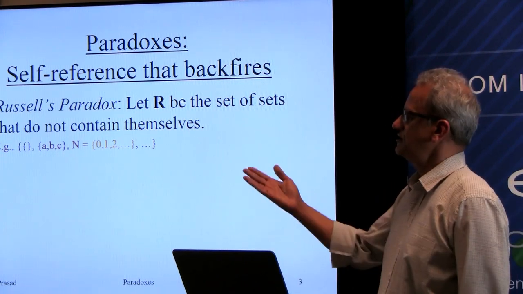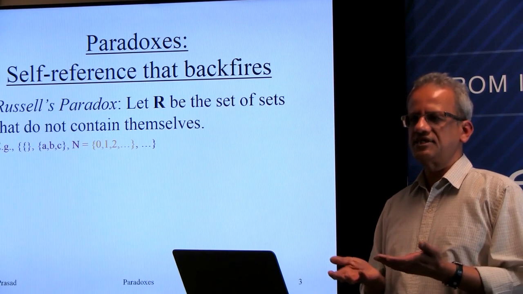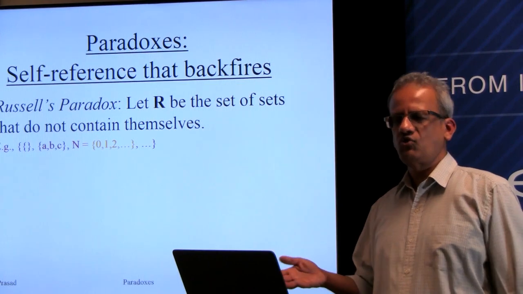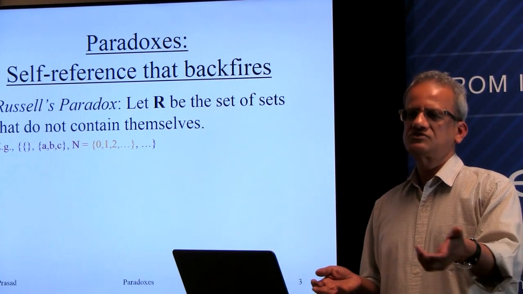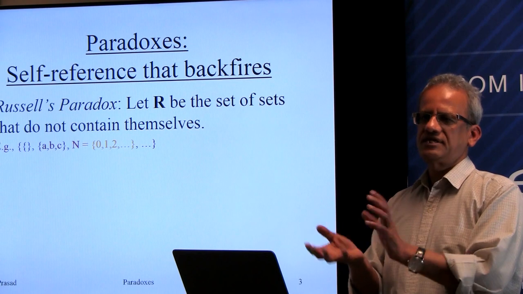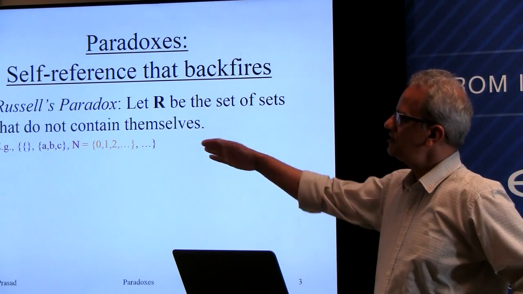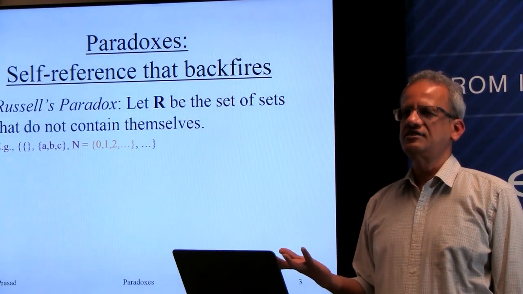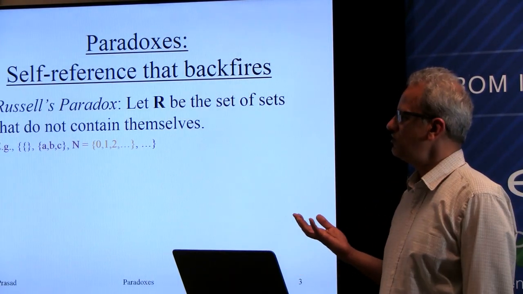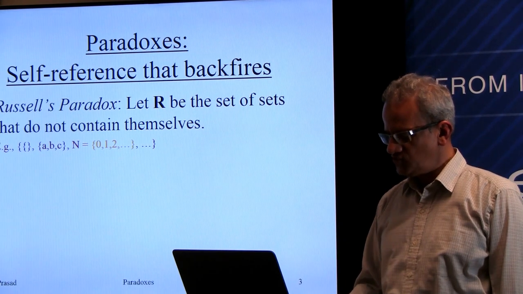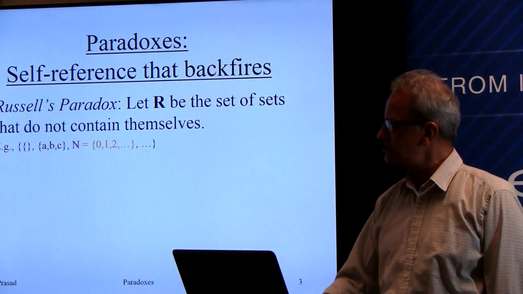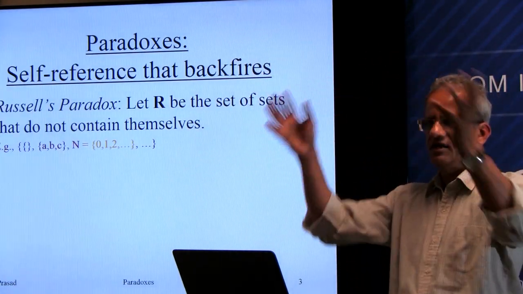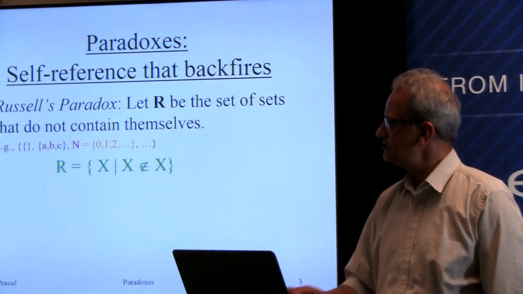Let's take the set {A, B, C}. Does it contain the entire set {A, B, C}? Of course not. Let's take the set of natural numbers. Does it contain the whole set of natural numbers? Of course not, it only contains numbers, not the whole set itself. So there are ample examples of collections that do not contain themselves. So what they said was, hey, let's try to define a collection that pulls these all together into one big collection.